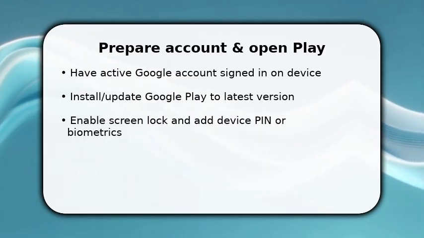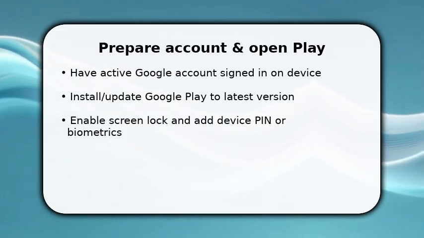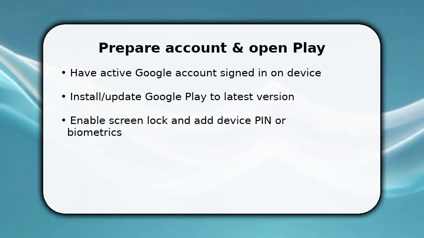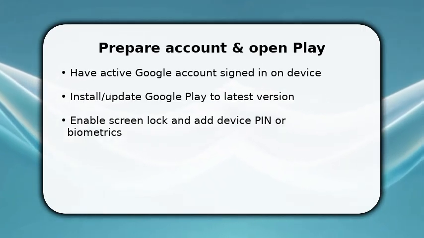Next, make sure you have a secure screen lock set. Google Pay and Play require device protection to add payment methods. Once done, tap the profile icon at the top right to access settings and payment methods. This begins the linking flow immediately.